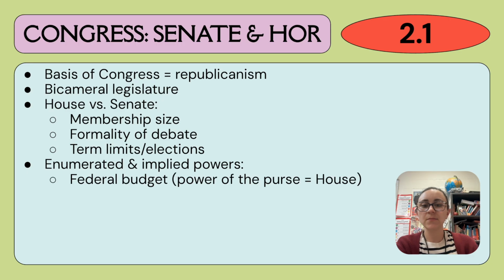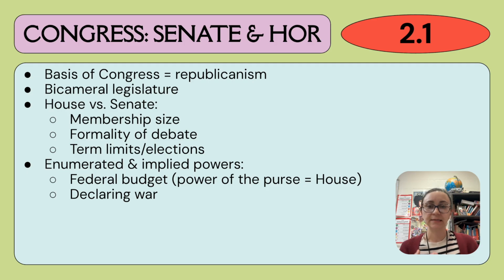And then some of those powers that we're going to talk about are the federal budget. You do need to know that the federal budget has to originate in the House. You need to know that, and you also need to know the phrase power of the purse. That's a very common phrase for the fact that the House has power over our federal budget. They have fiscal power. And so fiscal policy is always enacted by the House, government spending and taxation changes.